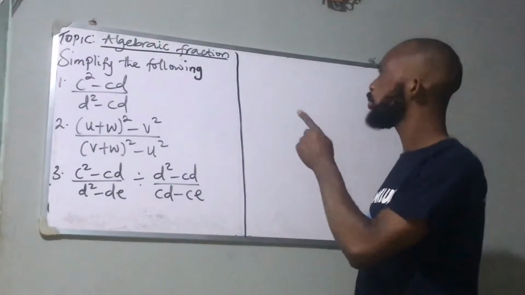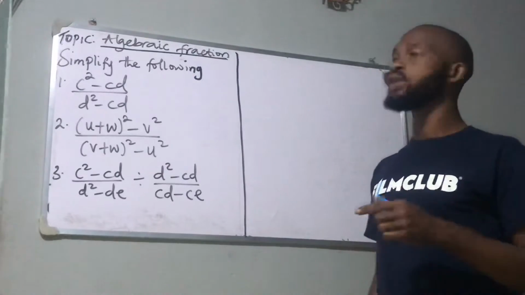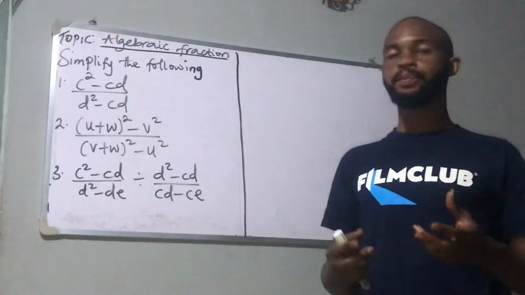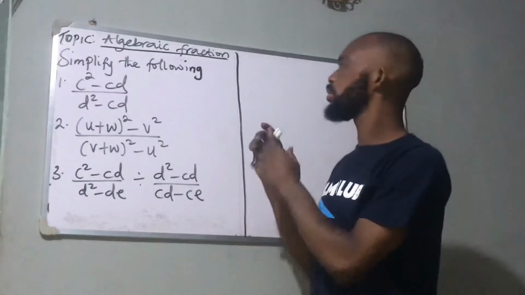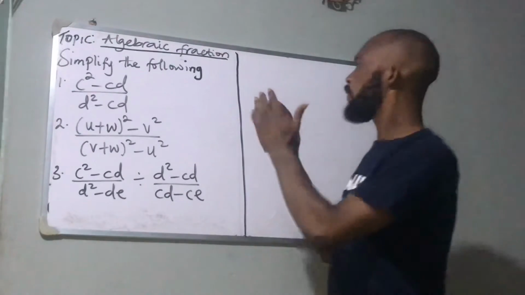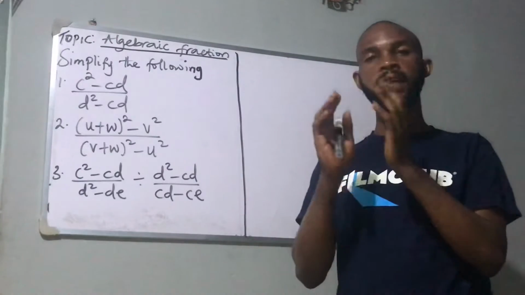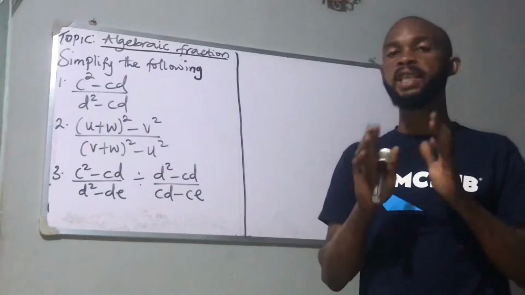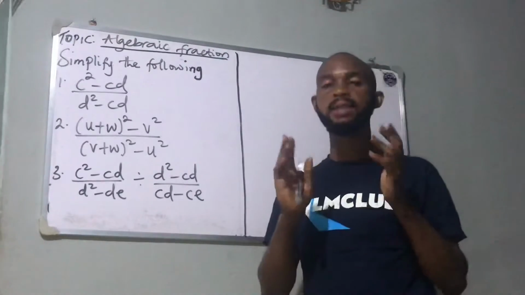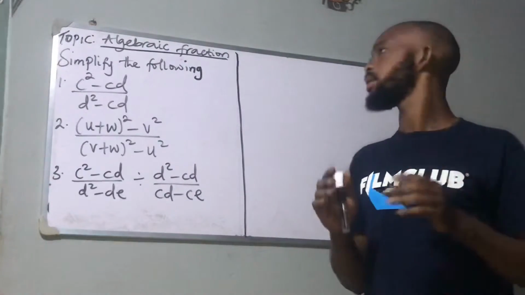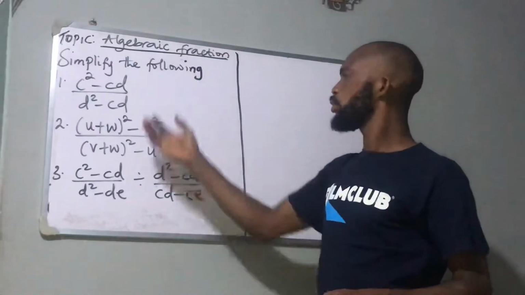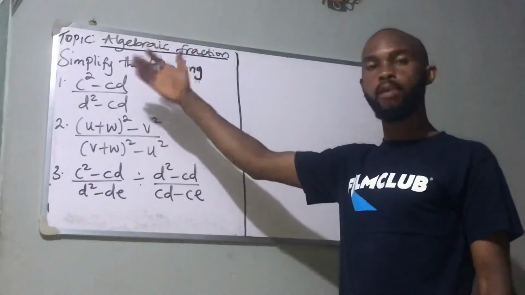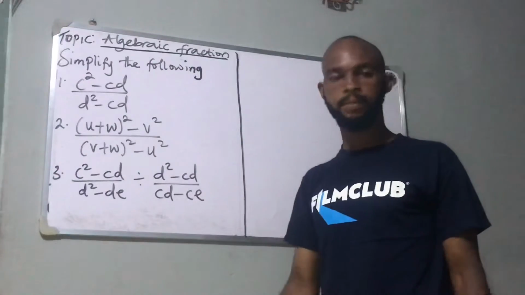Today we'll be looking at algebraic fractions. First, what is a fraction? A fraction is a part of a whole. An algebraic fraction is a fraction that has a numerator and denominator mixed with a letter. The letter can be anything: x, y, z, a, b, like that. Now, if you look at these examples we have on the board, the first one has a numerator and denominator, and they are both mixed with letters.